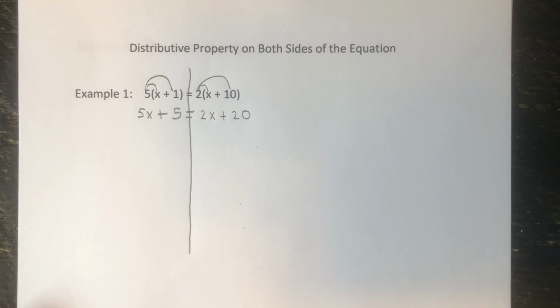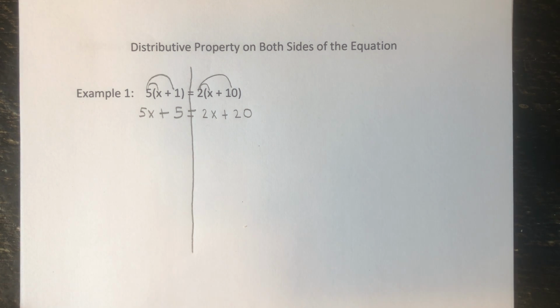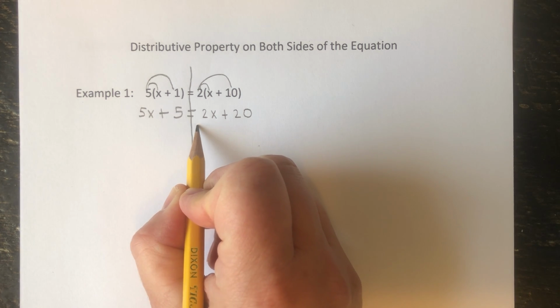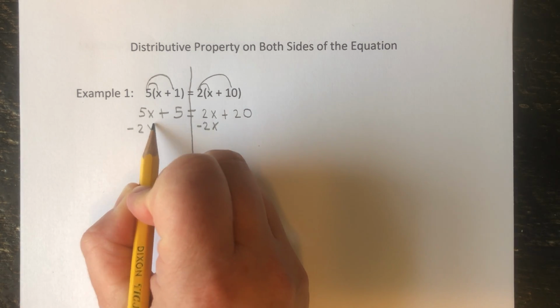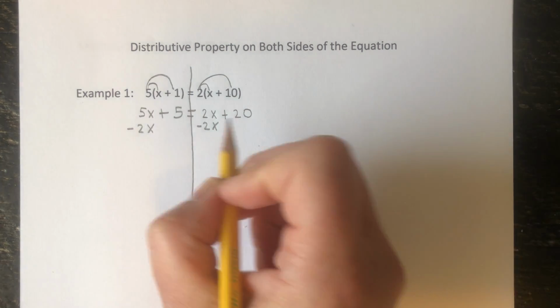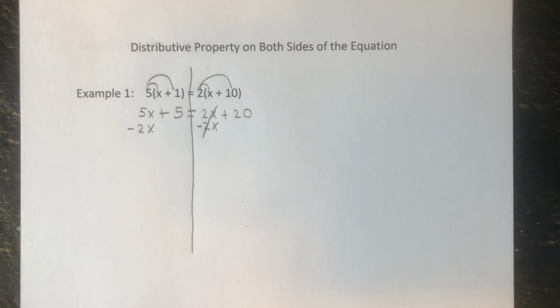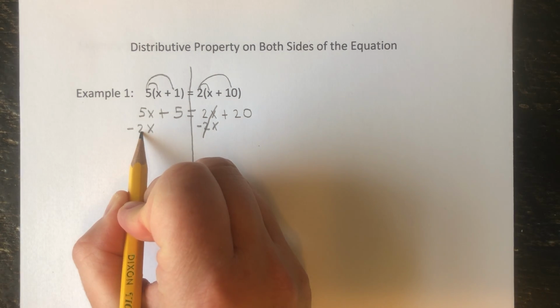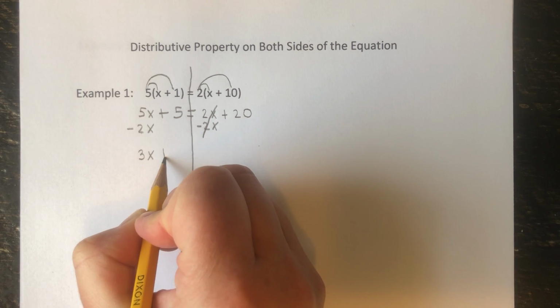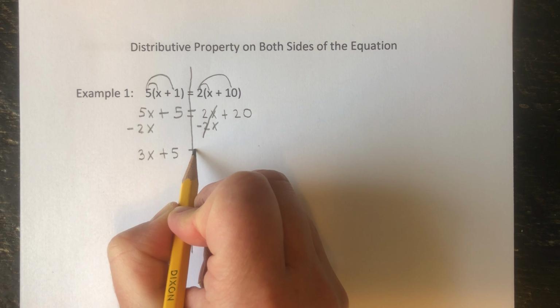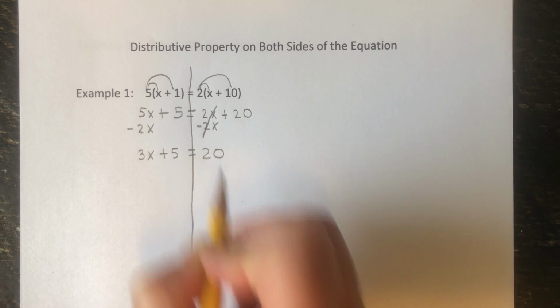So now you can see just from previous weeks that I have x's on both sides of the equation. So I need to get all of my x's on one side. So again, I'm going to take my 2x and I'm going to subtract it on both sides of the equation. My x's will cancel on this side. I have 5x minus 2x is going to give me 3x. I'm going to bring down my plus 5 equals 20.